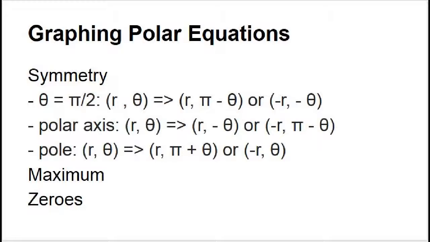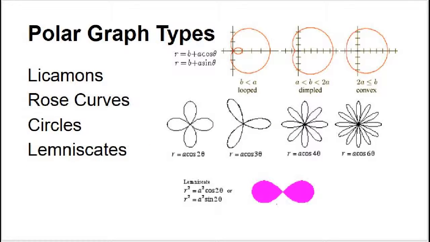When graphing polar equations, checking for symmetry and finding maximum values of r and zeros can help. Checking symmetry across the line theta equals pi over 2, the polar axis, and the pole can be done by replacing r and theta in the original equation and checking for equivalency between the original equation and the one you replaced. There are many polar graph types.